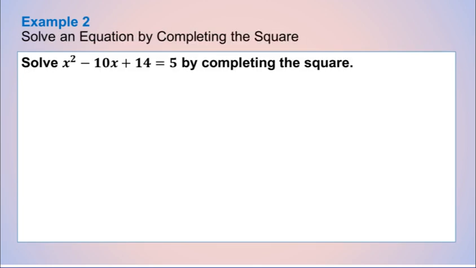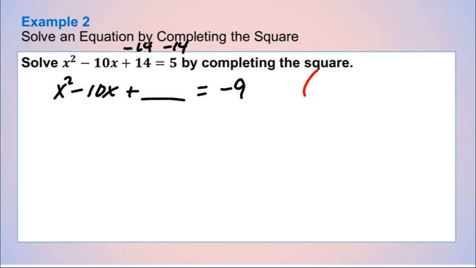Example 2, now you're going to complete the square, which means you're going to be finding out what x equals. So to complete the square, I need to make sure that it's x squared minus 10x, and I need to find the c here. But in order to do that, I need to subtract 14 on both sides. So that's going to make this equal to a negative 9. Now to complete the square, I take my b divided by 2, and I square it. Half of negative 10 is negative 5. Negative 5 squared is 25. So now this is 25.